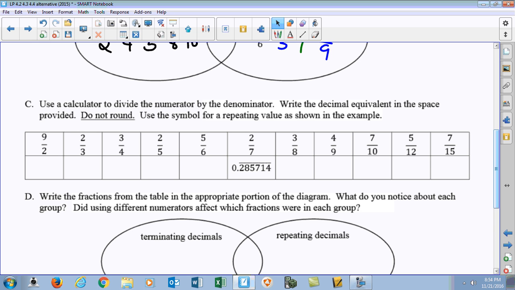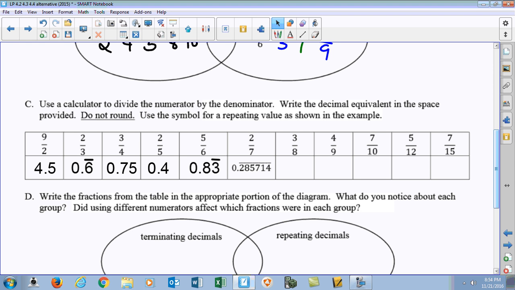Okay, so when we come back here, we got 9/2, right? 9/2 is 4.5. 2/3 is 0.6 repeating. 3/4 is 0.75. 2/5 is 0.4. 5/6 is 0.8, and then the 3 of it is repeating. So the 8 doesn't repeat. It's 0.833333333. That's why the line is only over the 3.